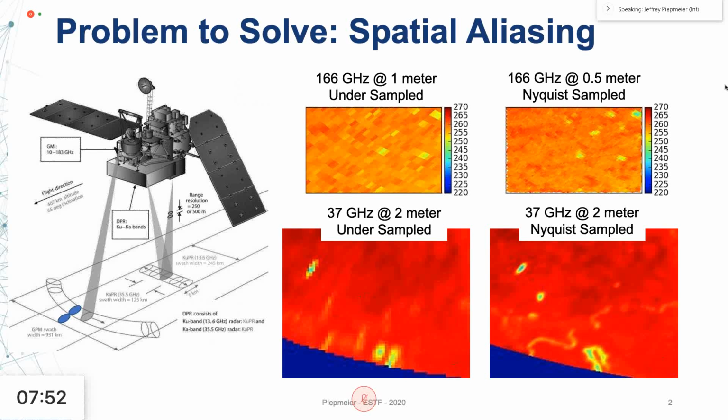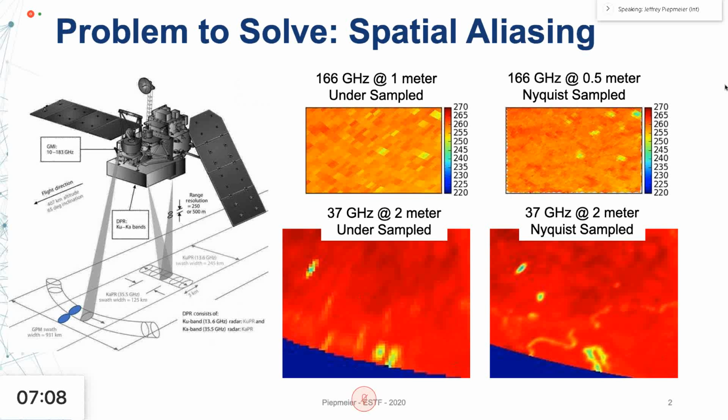The top panel shows the improvement that one can get imaging ocean convective storm cells. In this case, we took the 166 channel from GMI and modeled convective storm cells and shows the undersampled imagery. And then Joe Munchak, who did this work, reduced the aperture size in his model to half a meter and did Nyquist sampling, and found that the convective cells are much better resolved and one can get a more accurate measurement of the depressed brightness temperature for light scattering.